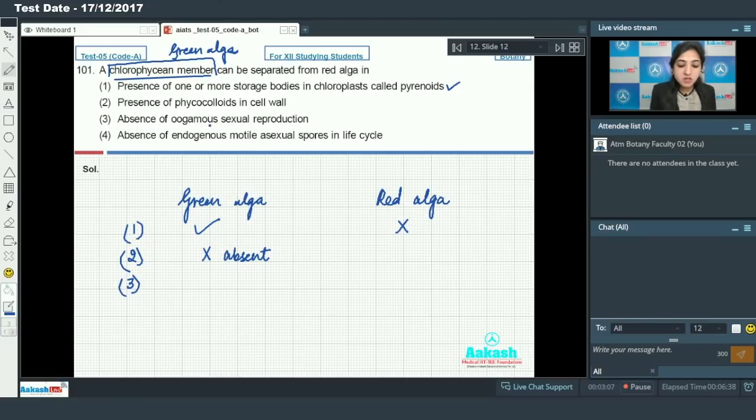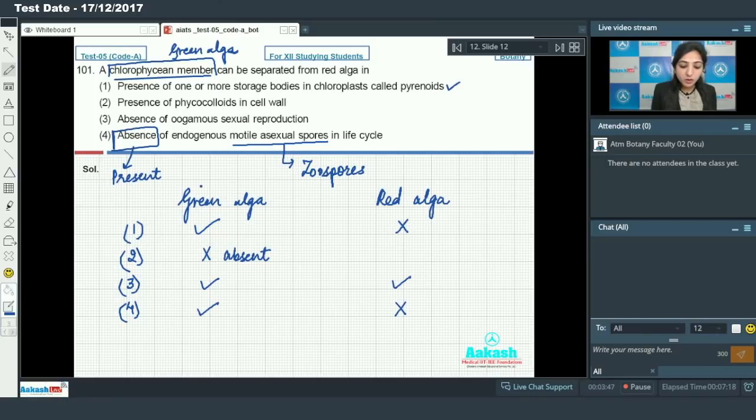Third option is absence of oogamous sexual reproduction. Oogamous sexual reproduction is shown by green algae as well as red algae. So you cannot separate green alga from the red alga on the basis of oogamous sexual reproduction. Absence of endogenous motile asexual spores. This means we are talking about zoospores. Zoospores are present in green alga but absent in red alga. So they are not absent, they are present in green alga.